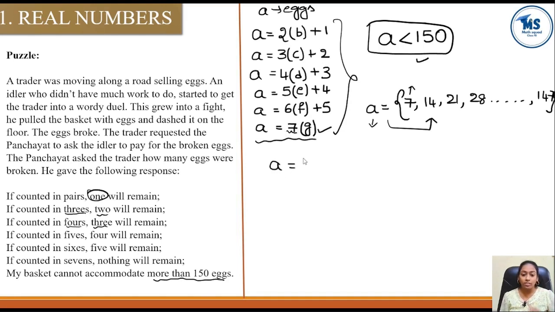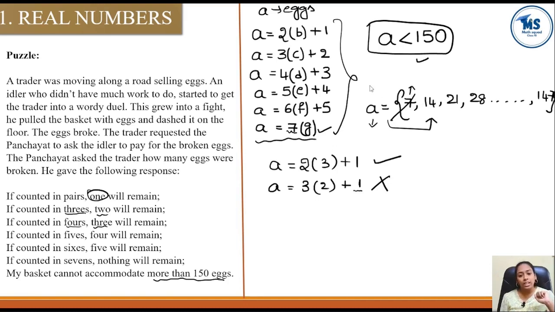A is equal to 7 should be written in the form of 2 into something plus 1. I can write 7 as 2 into 3 plus 1, right? So the first equation is satisfied. Then A is equal to the second equation. 7 should be written as 3 into something. I can write 3 into 2 plus 2, but I'm left with only 1. So 7 cannot be written in this form. So 7 is not our required number, okay?